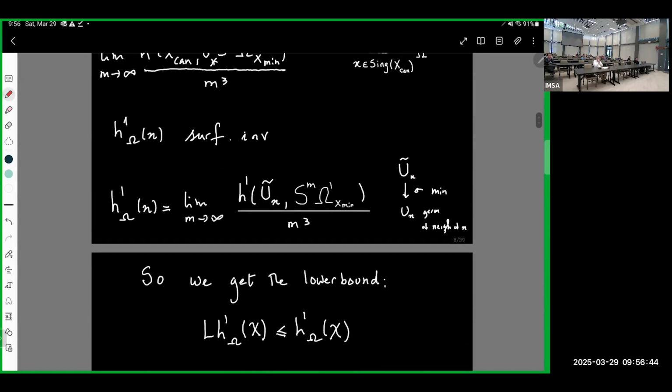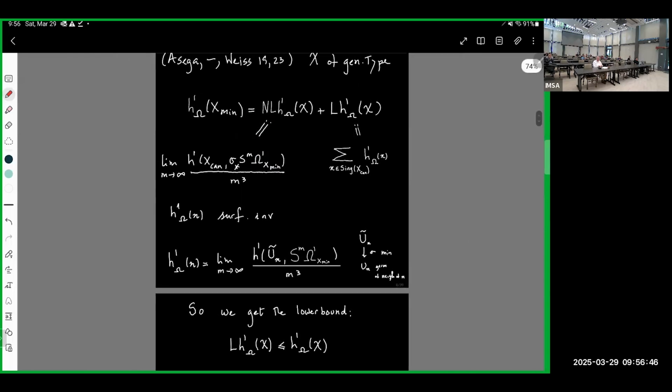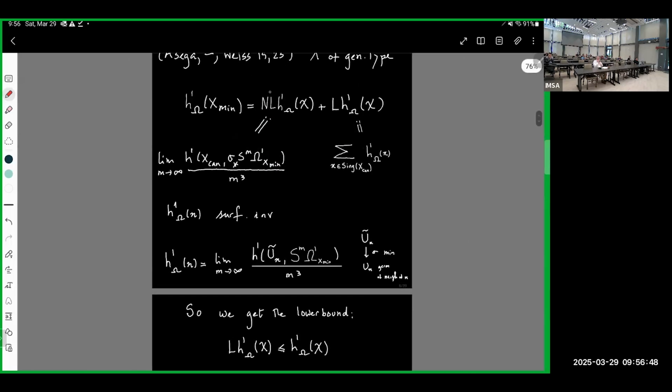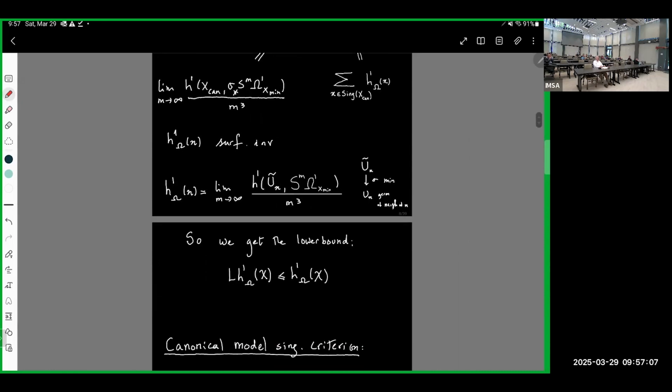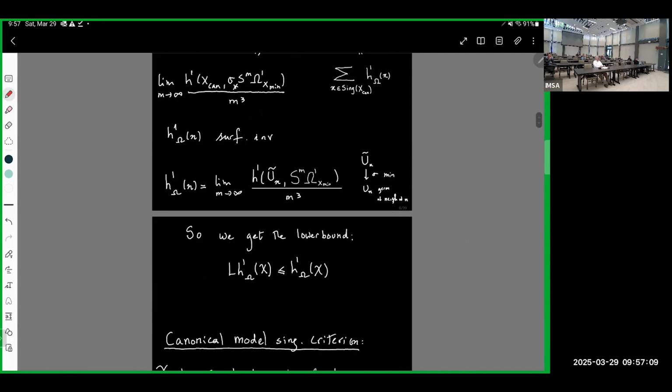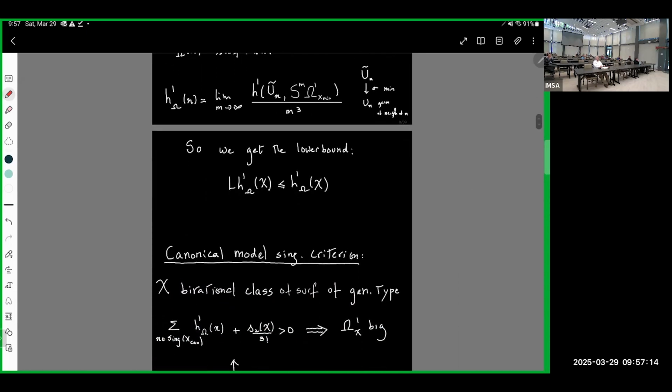What we have here is, of course, that this term is bigger than 0. I don't know what it is, but now I get a lower bound on a quantity that is important for bigness. Let's see. All right. Now, of course, it follows immediately that we have a criterion for bigness.